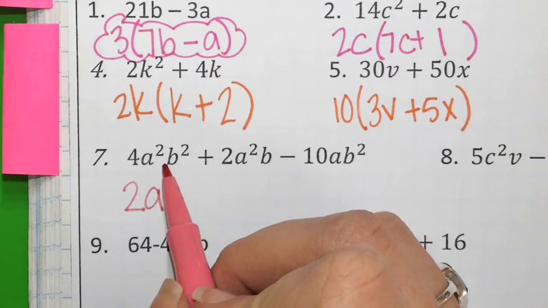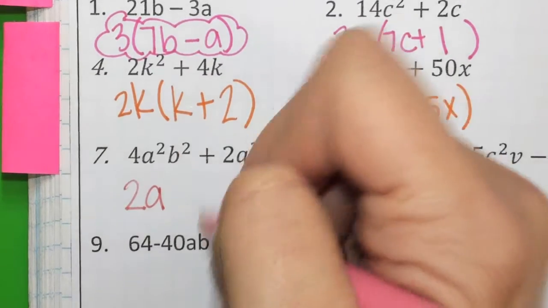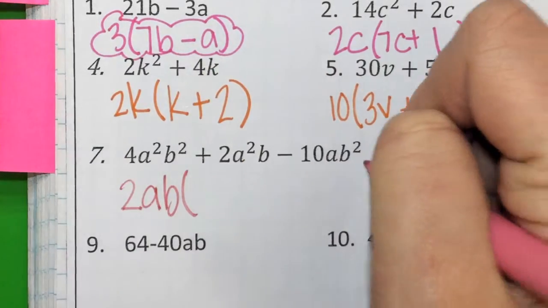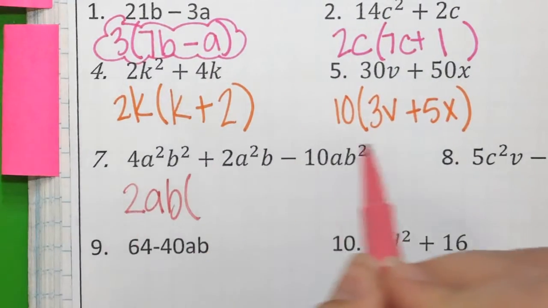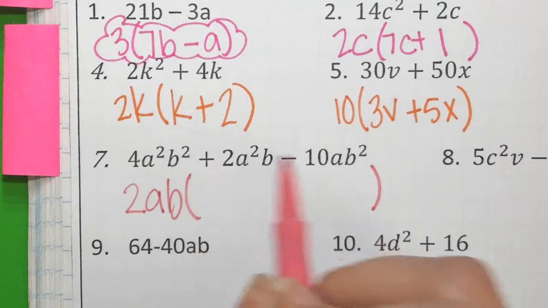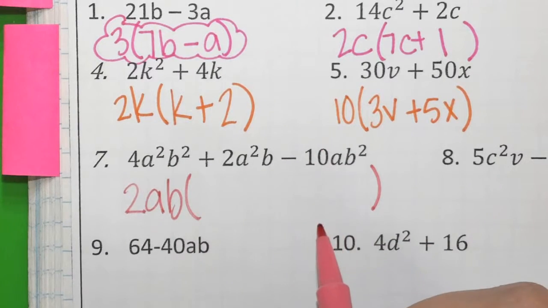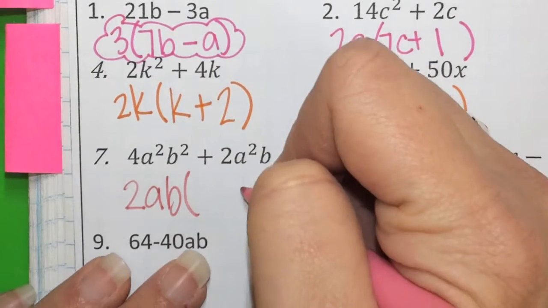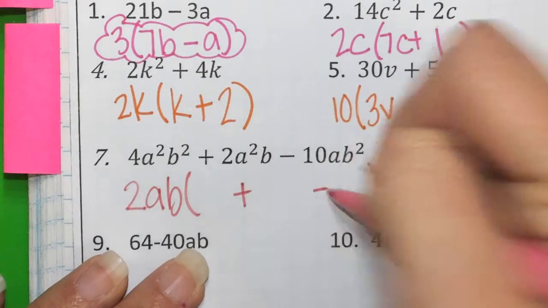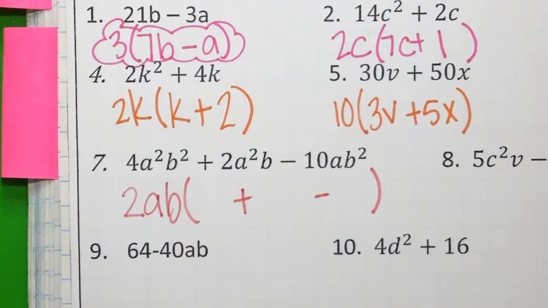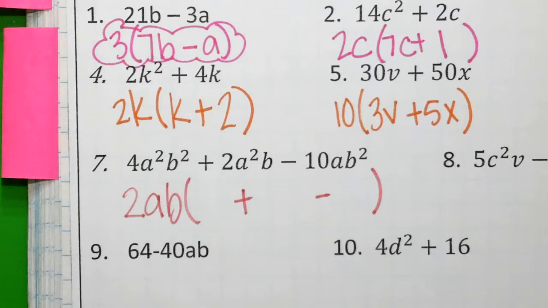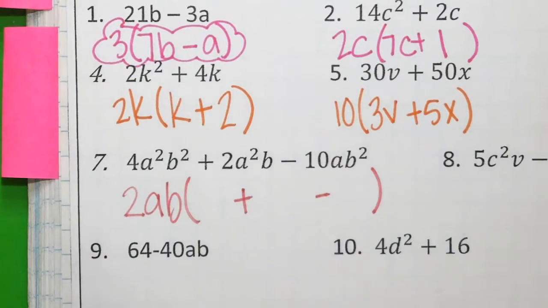And then let's look at our B's. What's smaller, 2, 1, or 2? 1. So you take out a B. And then you divide everything by this. So if I start with 3 here, how many am I going to end with? 3. Awesome. And you don't change the sign. So we're going to have a plus and a minus. Alright, we're going to try this one together, and then you're going to try 8 without me.